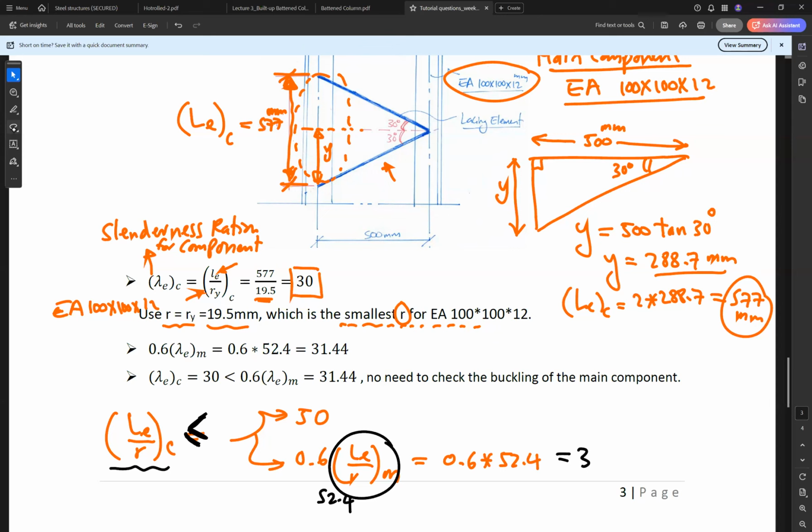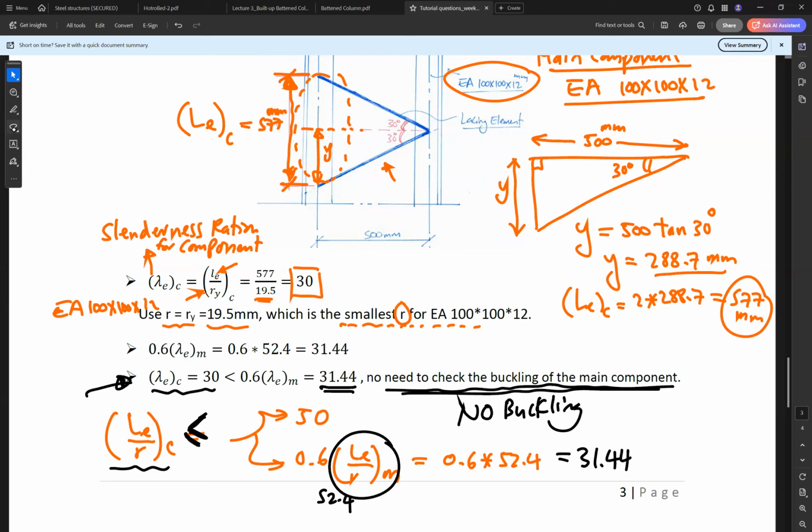This value is 31.44. So based on our calculation, 30, the buckling or the slenderness ratio for the component is less than 31.44. So no problem with the buckling of the main component. So this means that no buckling will happen for the main component, because 30 is less than 31.44.